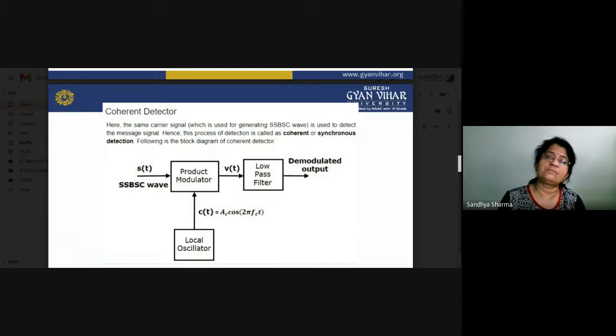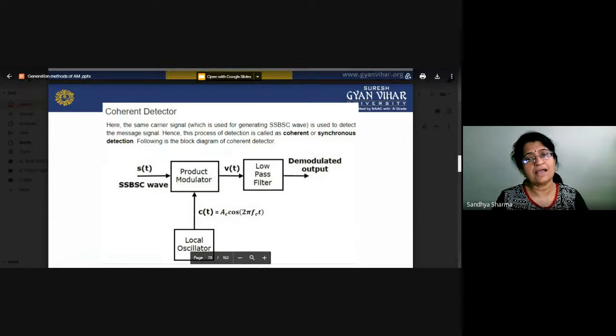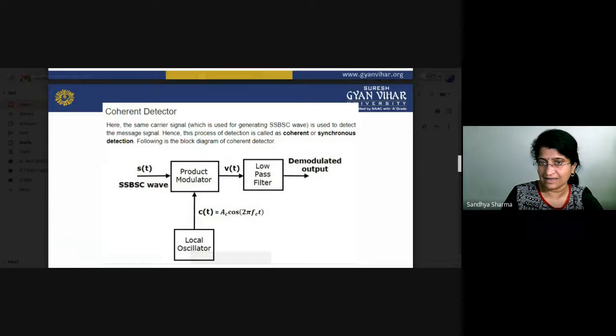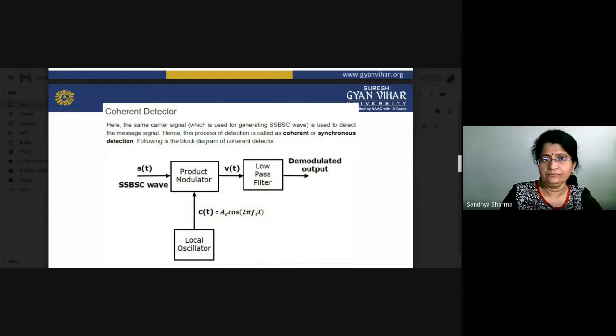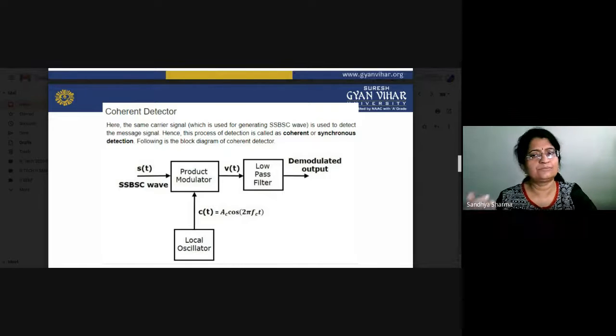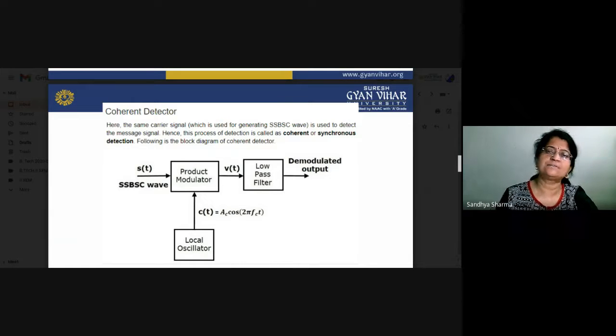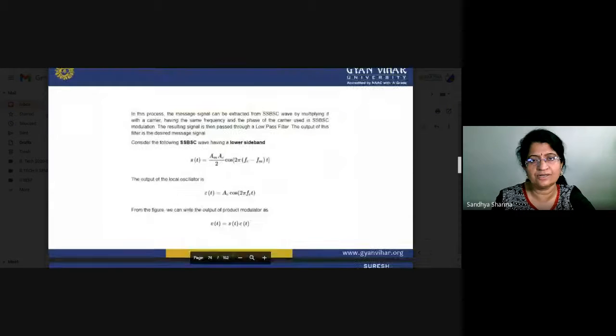If you are talking about the coherent detector, here is a local oscillator and we will generate the same phase and frequency carrier signals, and we will multiply the signal with the modulated SSB-SC wave. After that we will apply a low pass filter and get our demodulated output. That is basically our information signal which we have extracted from our modulated signals.